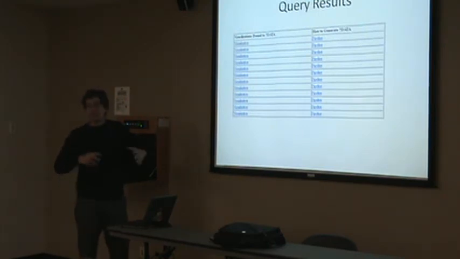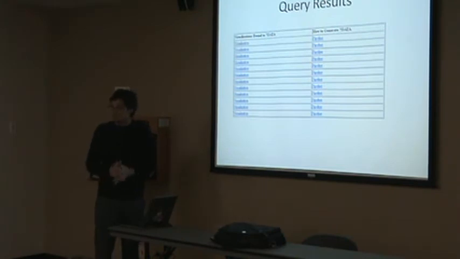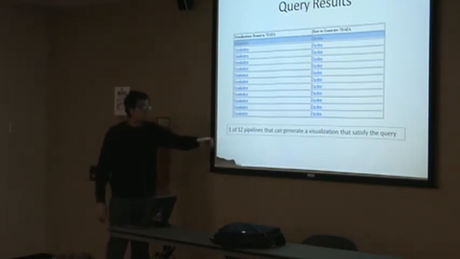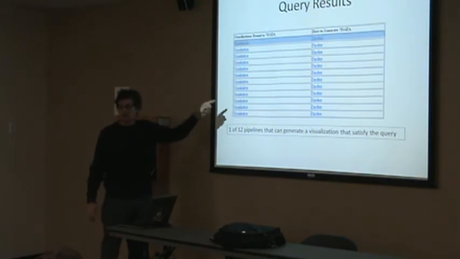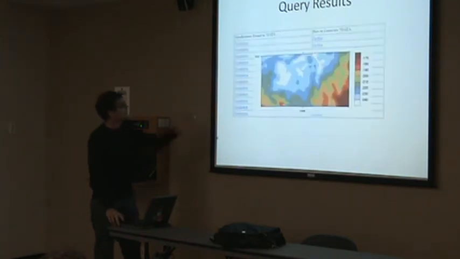Now this is interesting. You might be expecting one result, but because we have knowledge about not one toolkit but many different toolkits, we provide the environment that you can get many different visualizations. In this case, the system knew how to generate 12 different pipelines, all that generated different visualizations that satisfied the properties specified by that query. It's kind of neat. So if you were to click on the visualization image, you're provided with one possible visualization.